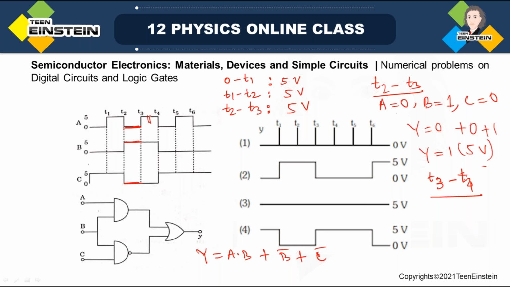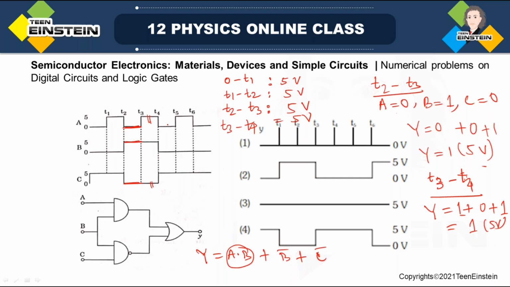So T3, T4 interval, A is high, B is low. That means this part you will get 0. Sorry, both are high, so you'll get 1 from there. This first part, A and B both are high. But at this interval, C is low. So you get B bar means 0, C bar is 1. So finally you will get 1, that means 5 volt. Again, T3, T4 interval, you get high level output.